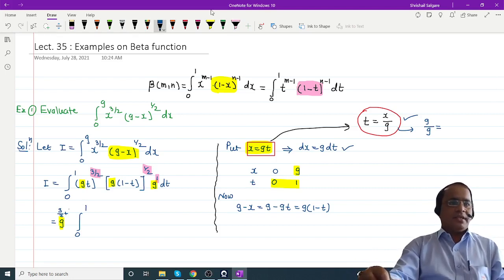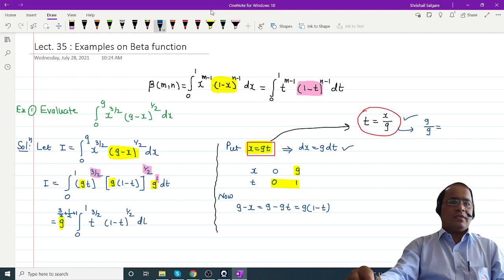Okay. So this is 3 by 2. This is 1 by 2. This is 1. Okay. Next step, I will simplify. Now if this 9 is taken outside. Yes, Siddesh, you want to say something? Okay. Continue. So 9 is taken outside, it can be written as raised to 3 by 2. So again this highlighted 9 taken outside, the remaining is 1 minus t raised to 1 by 2.